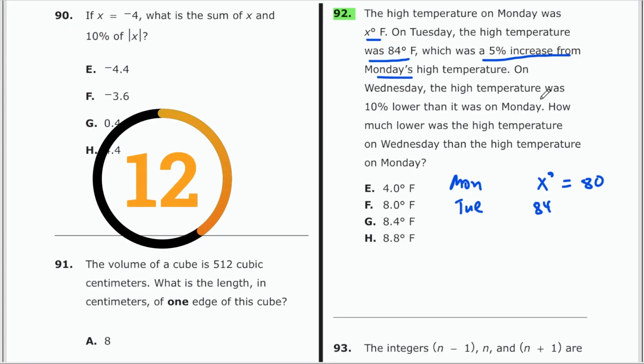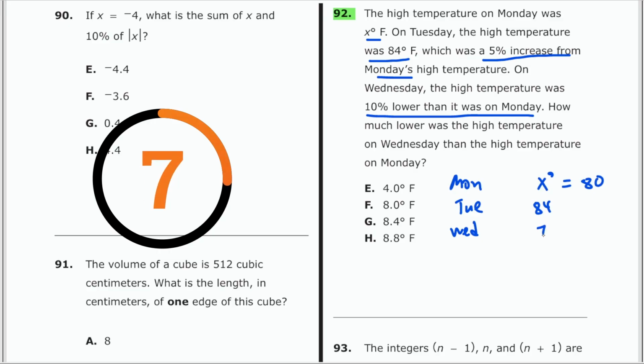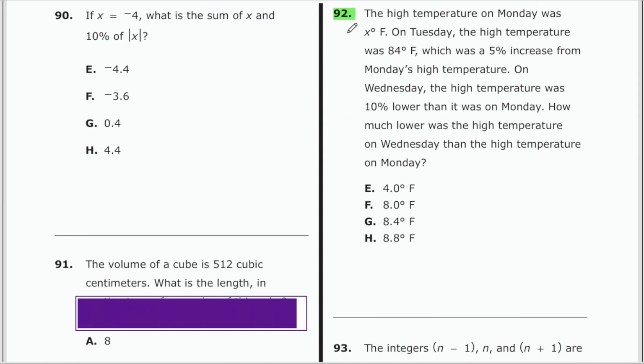Now, on Wednesday, the high temperature was 10% lower than it was on Monday. So on Wednesday, we got 72. How much lower was the high temperature on Wednesday than the high temperature on Monday? And the answer is F. How was I able to do this problem so fast?